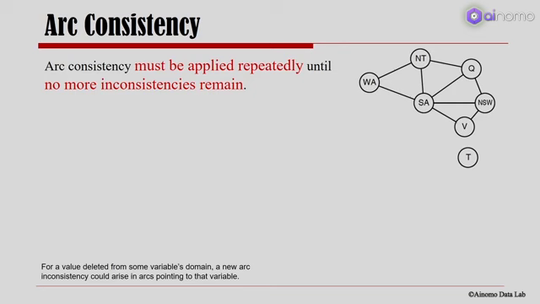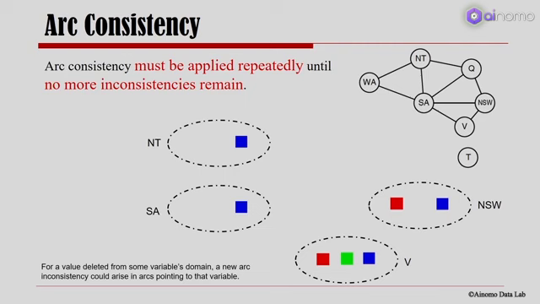But the problem is, if I delete a value from some variable's domain, a new inconsistency could arise in arcs pointing to that variable. So arc consistency must be applied repeatedly until no more inconsistencies remain. This is what we will try to understand in this example here. So on your right is the constraint graph. Let us assume the current domains that we have for the different variables NT, SA, V and NSW as shown.